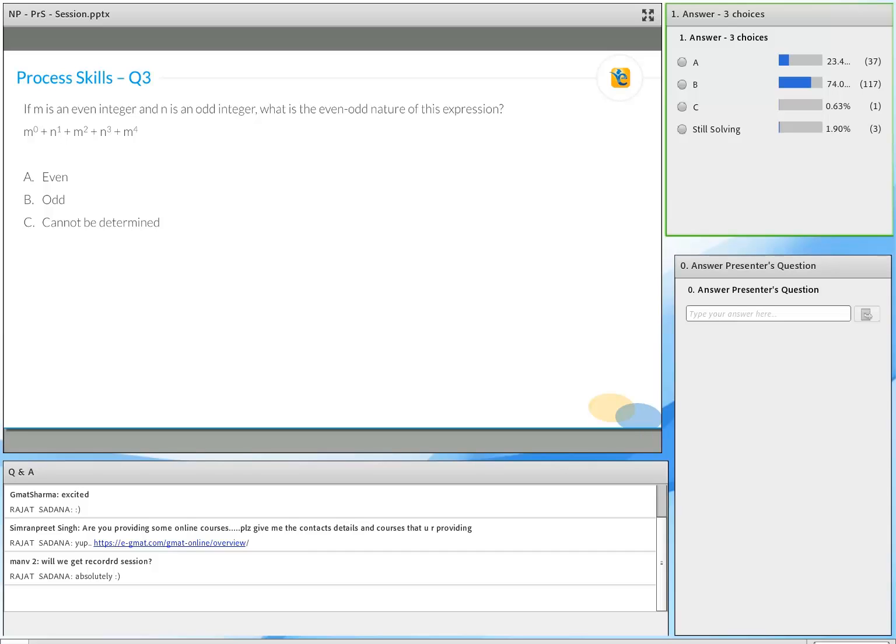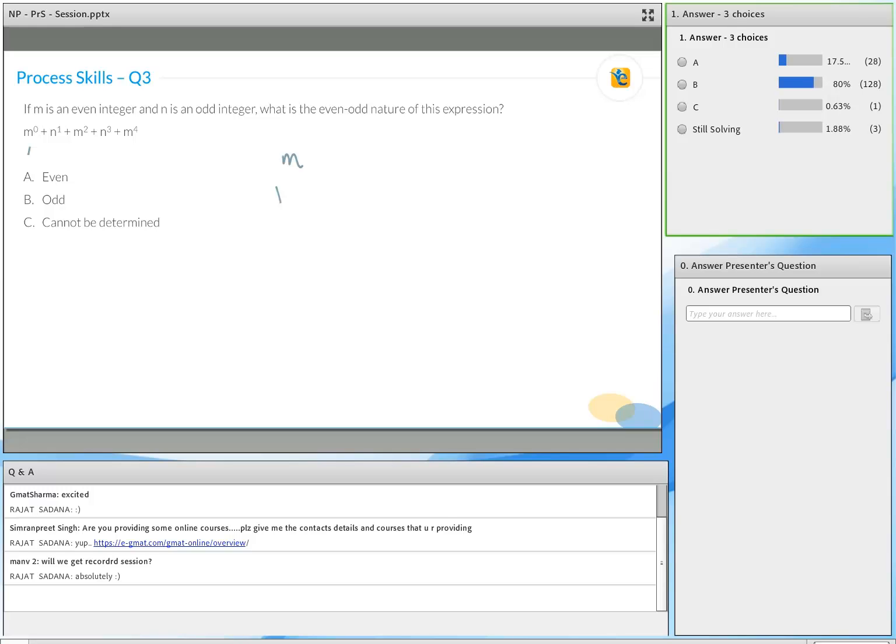So what's happening over here? M to the power 0 is what? Okay, so what do you see over here? M to the power 0 is what? 1. So that's an odd number, plus n to the power 1. So essentially power doesn't change the even odd nature of the numbers, right? So what do you see over here?